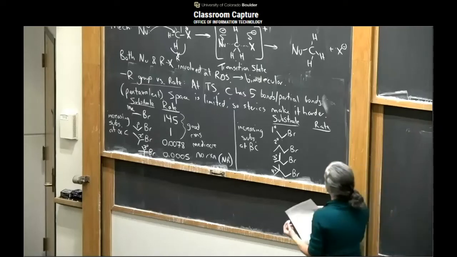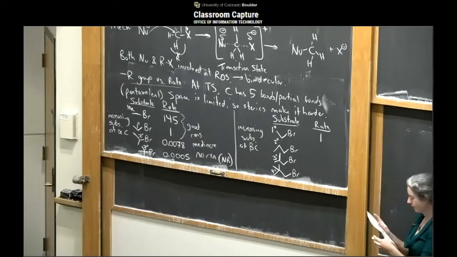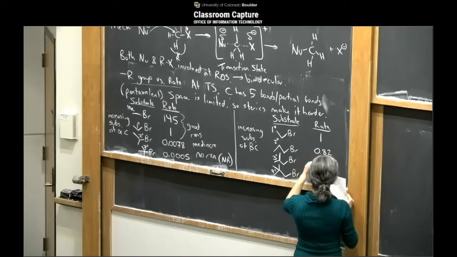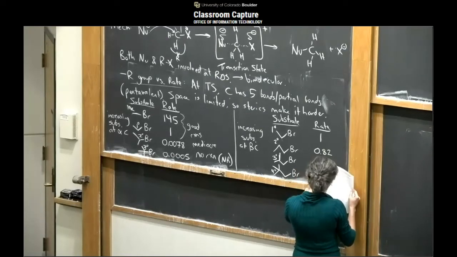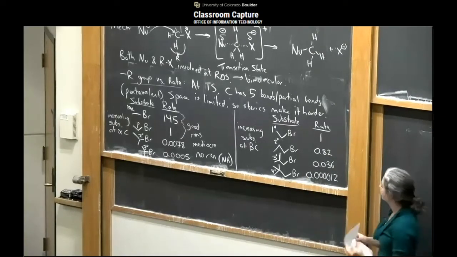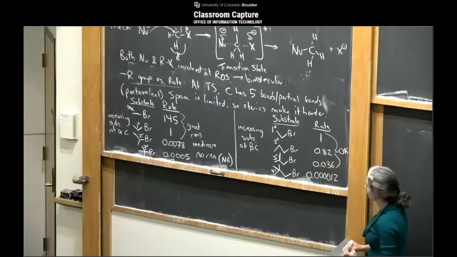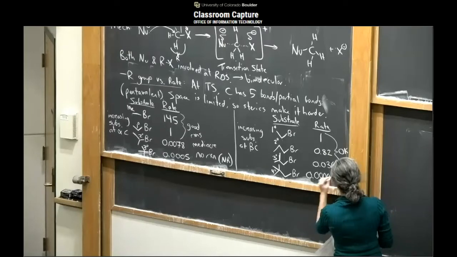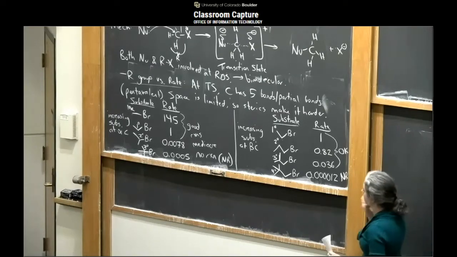Okay, so again, we're sort of arbitrarily setting the rate for ethyl bromide at some set of conditions as 1. For the rest of them in the series, it's 0.82, 0.036, and 0.000012. Okay, so these three we would consider okay. This one we'd also consider no reaction. It's just too slow to be useful.